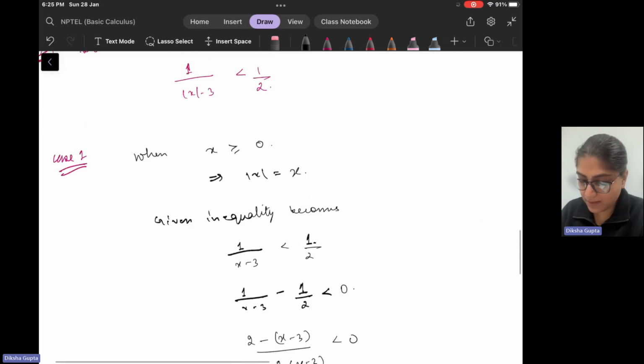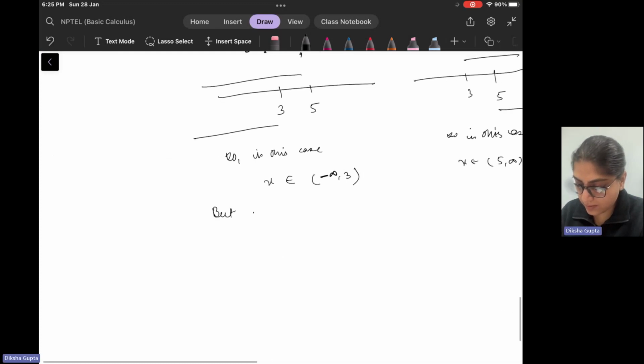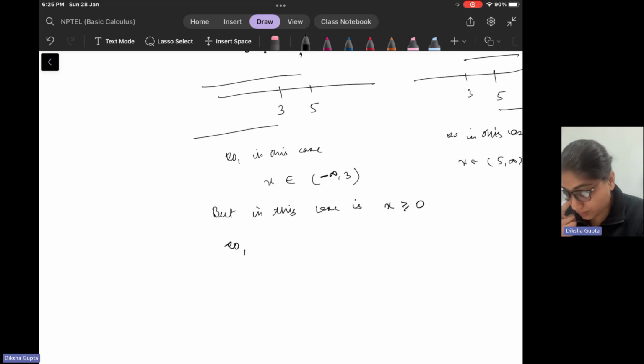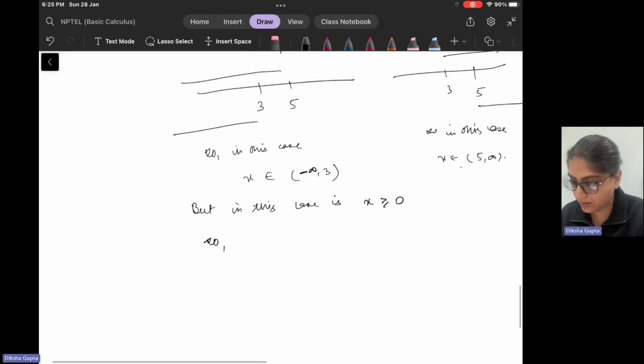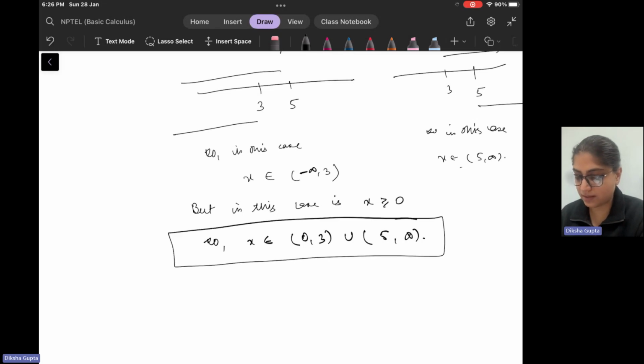But you also see that we had the condition that x is greater than equal to 0. So we'll have to take the intersection of both these cases with x greater than equal to 0. So it will become, this is already positive, this will become x. So x belongs to 0 to 3 union 5 to infinity. Okay, so this is what we have got for x in this case.